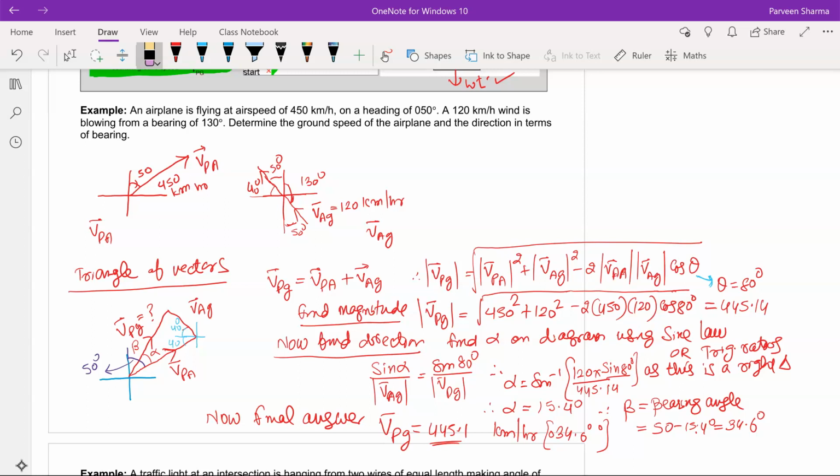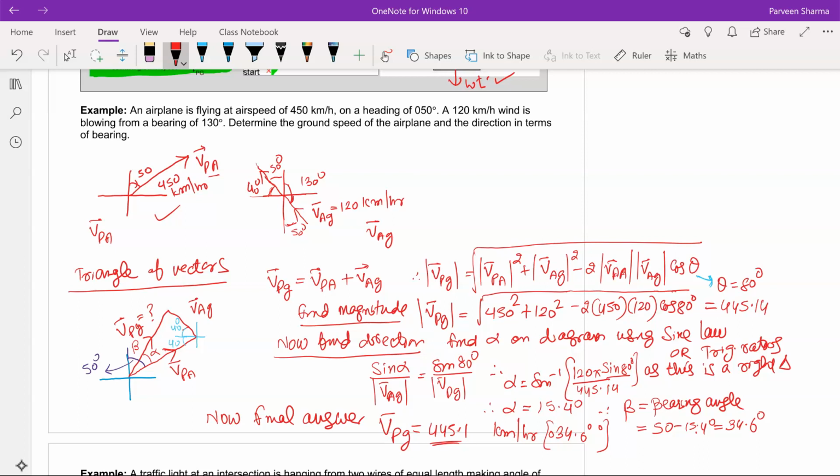So you can see the first vector here, 450 kilometers per hour. This is the velocity of the plane with respect to air. This is the airspeed, at 50 degrees east of north, and the wind is coming from 130. That means it's actually going in the direction of 310 degrees, which is exactly 40 degrees north of west. So the wind is actually flowing in this direction at a speed of 120 kilometers per hour.